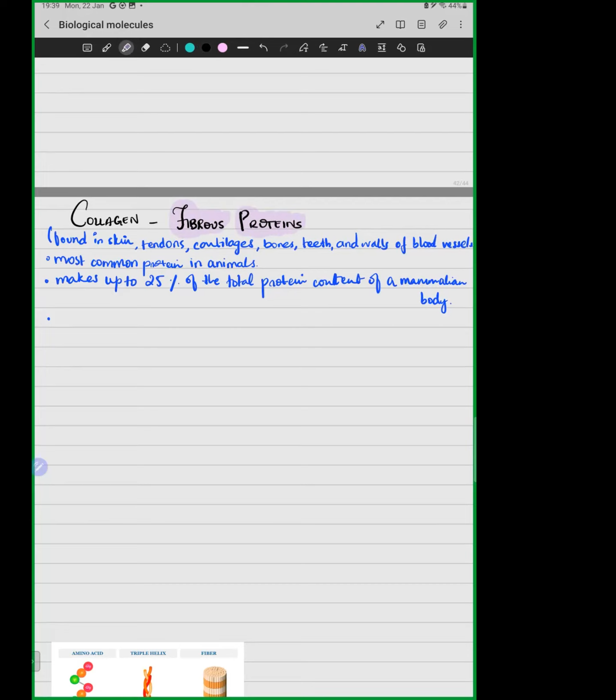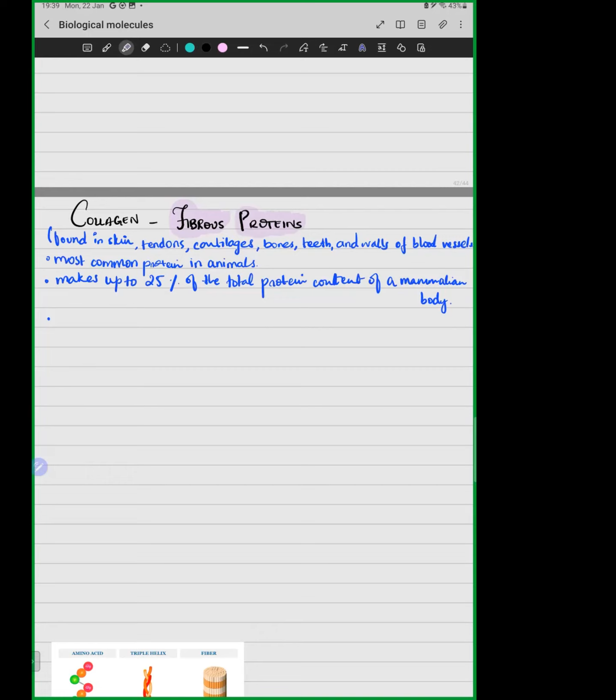Now, collagen is one of the most abundantly found proteins, and it is a very important structural protein in animals. And why is it so? Because collagen is present in our bones. Our basic structural framework as organisms is what? It's our skeleton. So collagen is present in our teeth, in our bones, in our cartilages, tendons, skin, walls of blood vessels. It's present almost everywhere you can imagine.